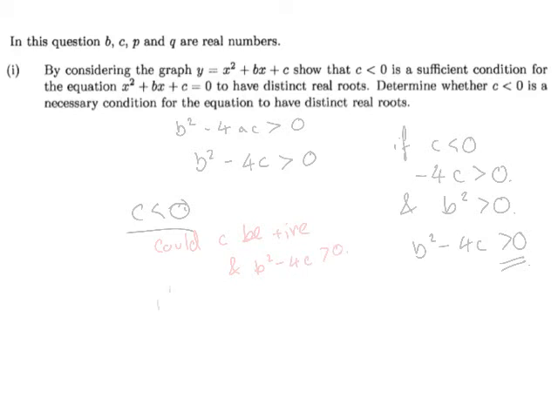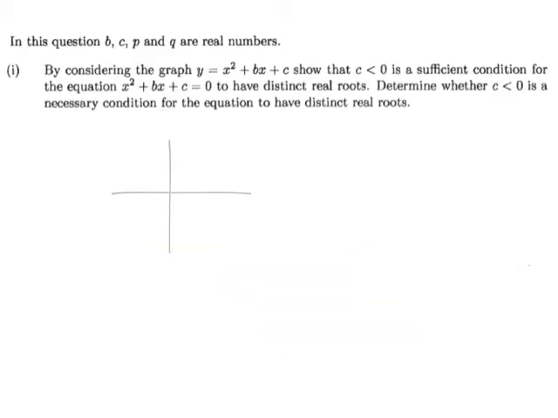Now the question becomes, could c be positive and the discriminant remain positive? So we could look around for numbers, and if I put in b is 5 and c is 1, I find that I can have a positive c and still have two roots.